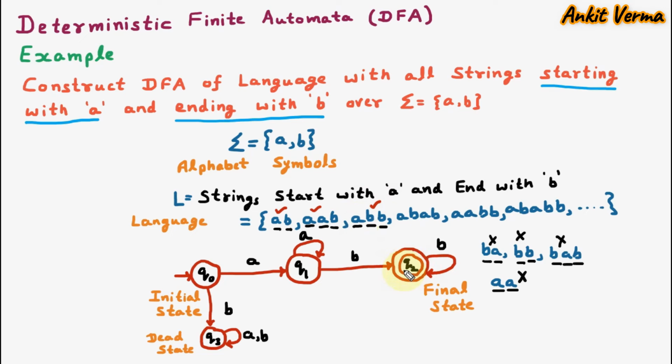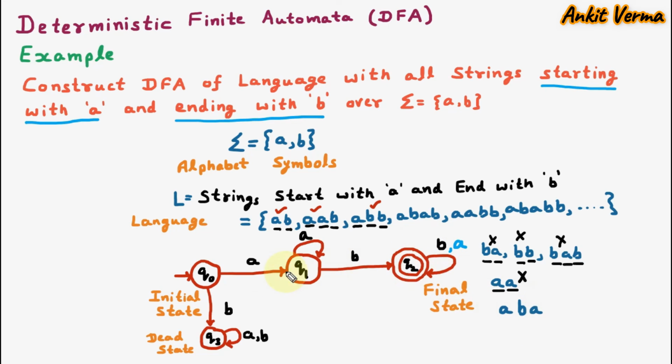Now on Q2, we have to give the transition for A. One possibility is that we are going to provide the A here. To check this, I am taking the example of a string. Let's say the string is ABA. So for the first A, from Q0 to Q1 we are going, then for B from Q1 to Q2 we are going, then for A we are going from Q2 back to Q2.